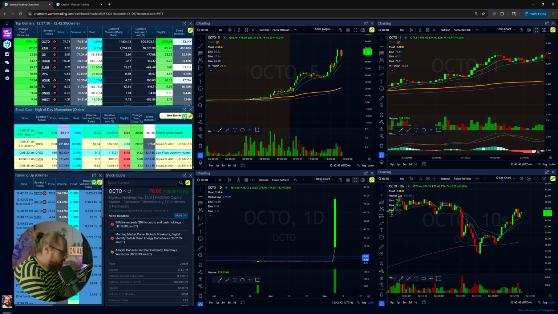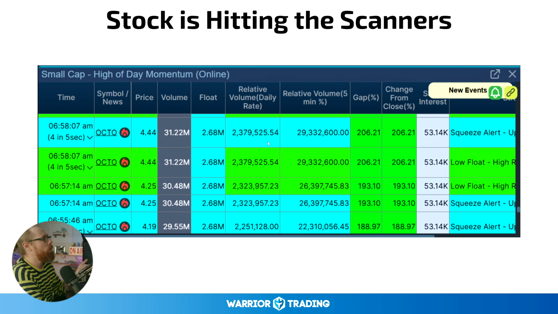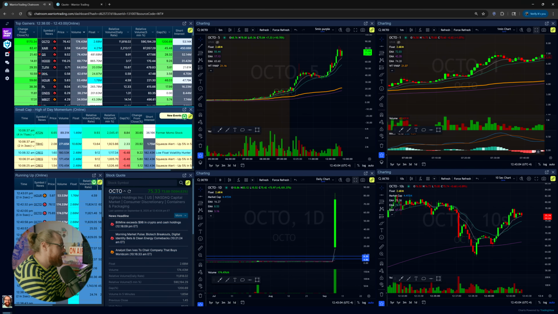All right, so now number 4, we take entries with a 2-to-1 profit to loss ratio. And number 5, we take profit at an exit indicator. I'm going to share with you my top 4 indicators in just a moment. So step 1, stocks hitting the scanner. This morning, OCTO starts hitting the scanner, boom, boom, boom. This is at 6:58 in the morning. It was already up 200%. So I knew this thing was worth watching.